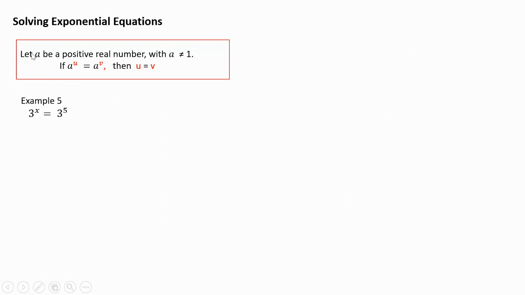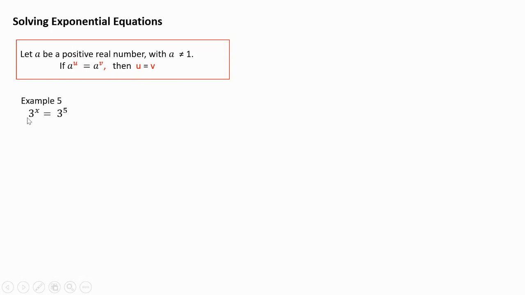So this is one of the rules, called an exponential rule. It says, let a be a positive real number with a not equal to 1. Now, if a to the power of u equals a to the power of v, then the exponents must equal each other.